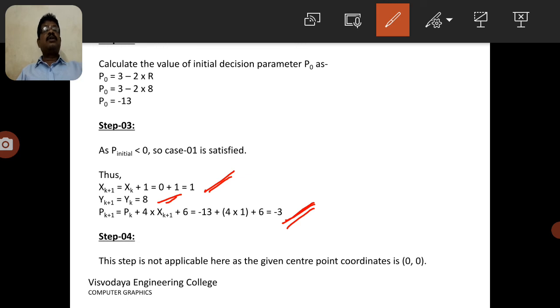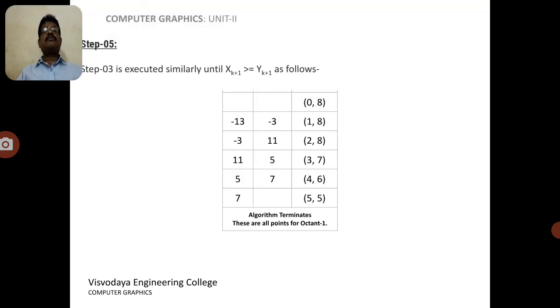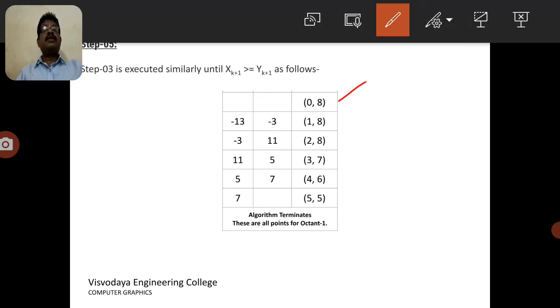Now we will focus on this tabular form. The initial values are 0, 0. The radius value is 8, so the y value becomes the radius value; that's why 0, 8 is defined here. Based on these two, we find the decision parameter, minus 13, which we already calculated. The next decision parameter is minus 3. The x value is incremented and the y value stays the same, that is 1, 8. We will continue this procedure.